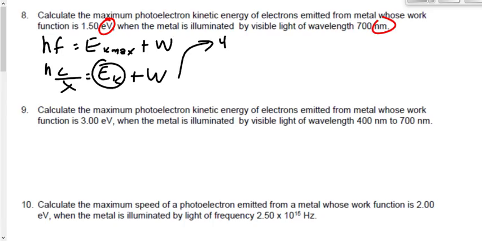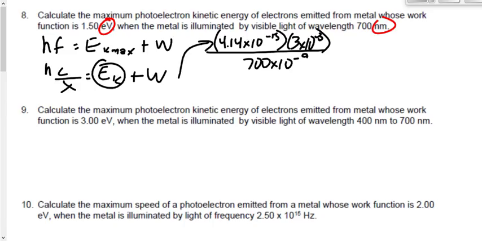I'm going to use the 4.14 value because I can. c is 3 times 10 to the 8, of course. The wavelength here is 700 nanometers. That's 700 times 10 to the minus 9, not 7 times 10 to the minus 9. We're looking for EK. And the work function is 1.50 eV. If you had to use the 6.63 value right here, then you would have just had to make sure that you converted that to joules, which isn't that hard, but you just got to be consistent, remember.